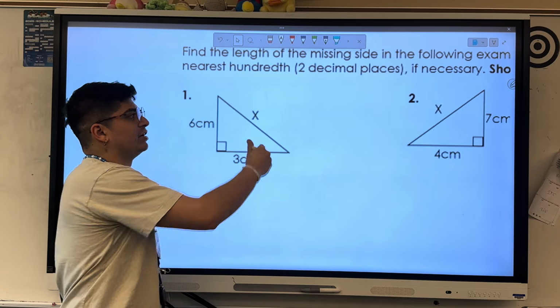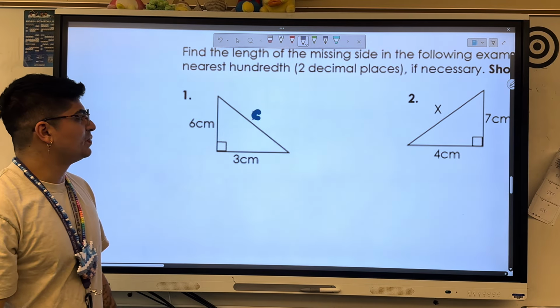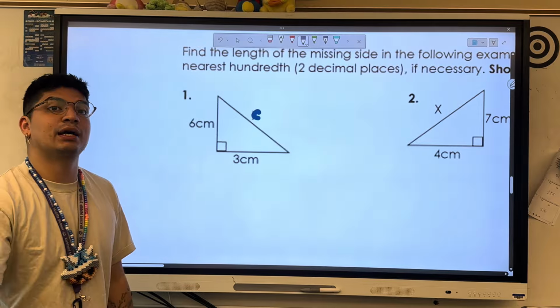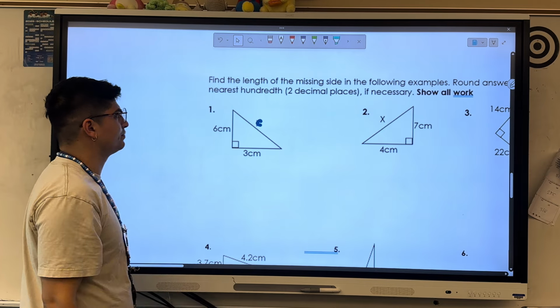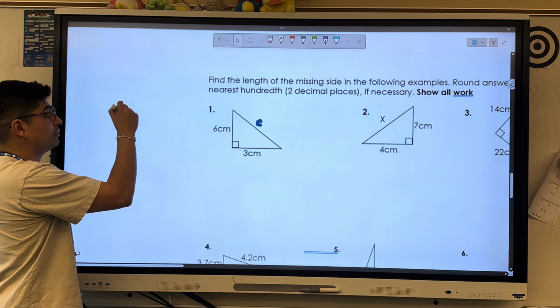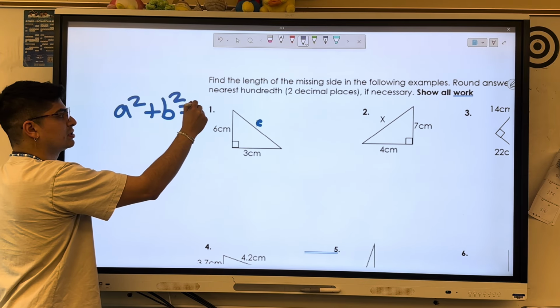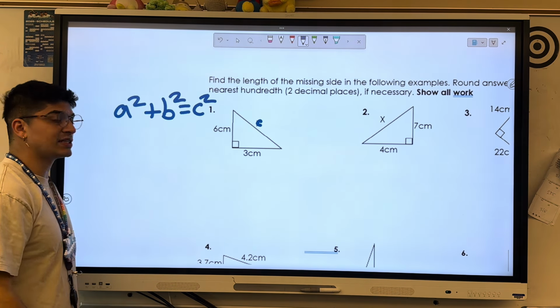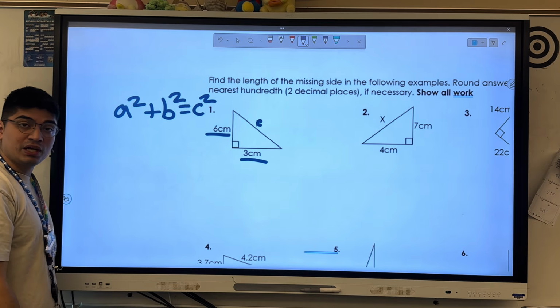I am missing, I know that says X, I'm just going to write it as X or a C over it. I'm missing the longest side, I'm missing the hypotenuse, right? So if I wrote a formula for this, if I want to solve this, I would start by doing A squared plus B squared equals C squared, right? That's the formula.